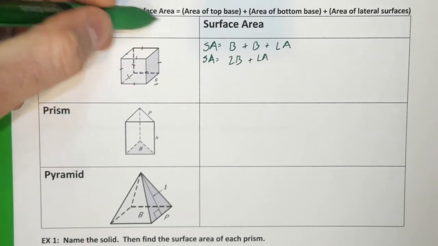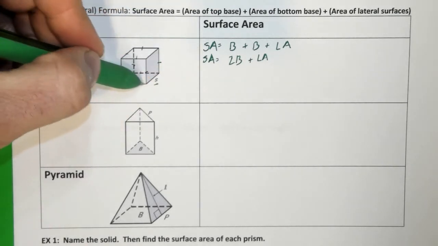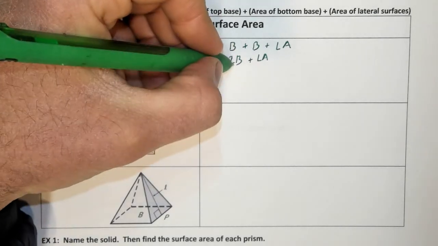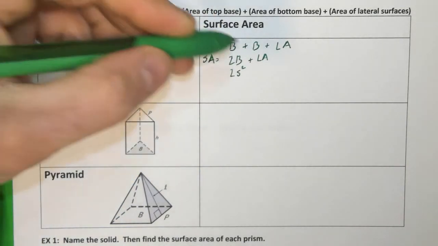Next, let's take it and make it more specific for a cube. So now a cube with side length S, the area of that base right there, which is a square, is going to be S squared. So that means this is going to be 2S squared.